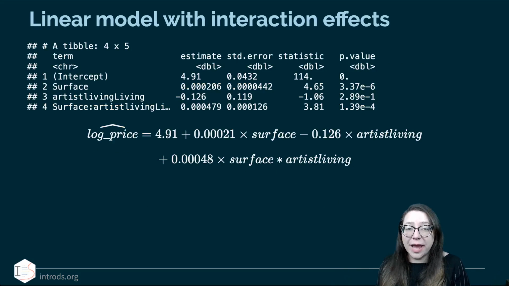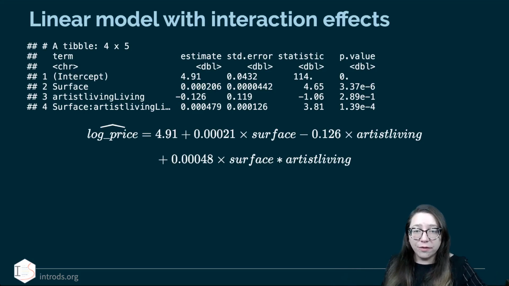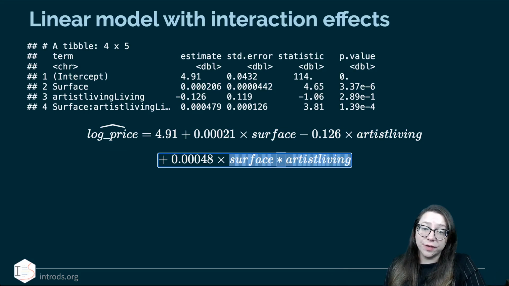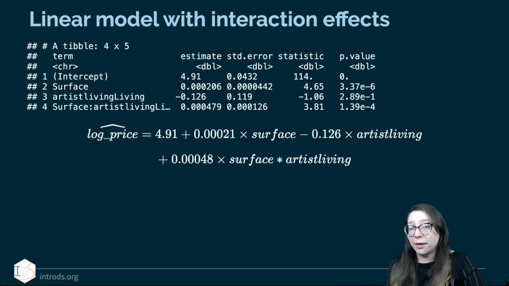So how do we actually work with this model? We can try to write out the linear model as more of a mathematical formula. Our predicted log price is basically our intercept of 0.91 plus the surface area of the painting times the slope for the surface area, plus either a 0 or a 1 for whether the artist is living or not times its slope, plus the product of surface area and artist living multiplied by its slope.